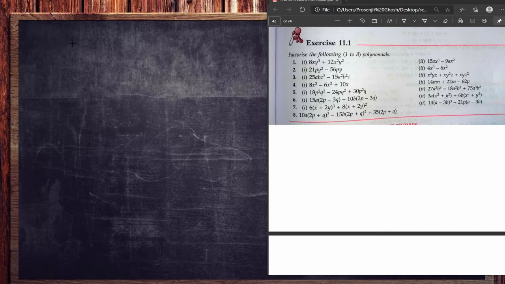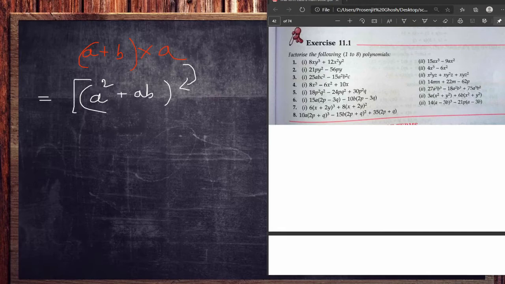First one, suppose I gave you a into (a plus b). What will you get from there? You will say, sir, just multiply this one. If we multiply this, we will get a square plus ab. Pretty simple over here, right? We just multiply and we get this.